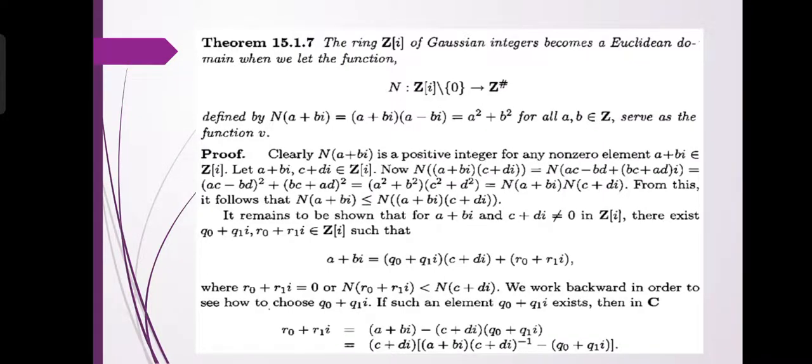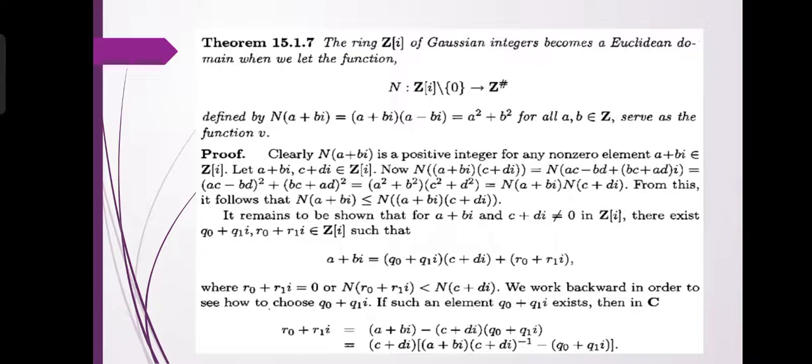By theorem 15.1.7, the ring of Gaussian integers becomes a Euclidean domain when we let the function N from the ring of Gaussian integers minus {0} into the set of non-negative integers, defined by N(a + bi) = (a + bi)(a - bi) = a² + b² for all integers a, b, serve as the function v.